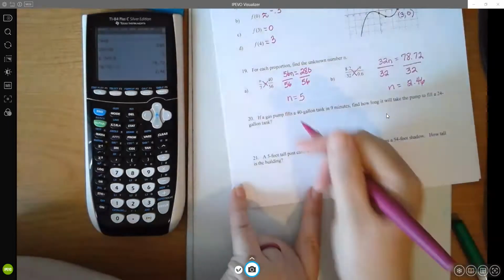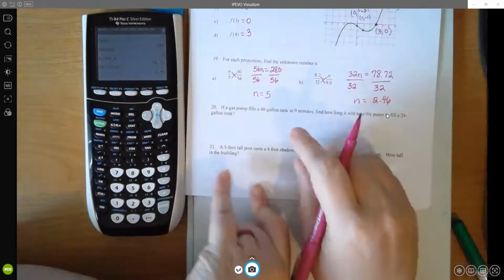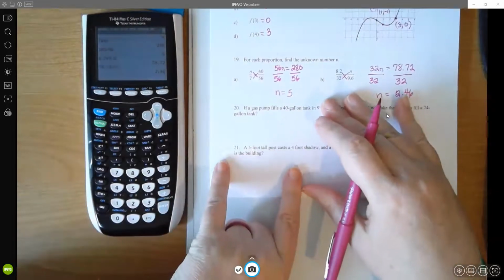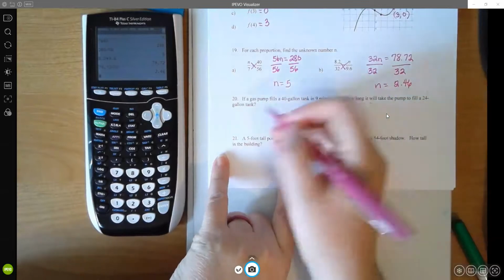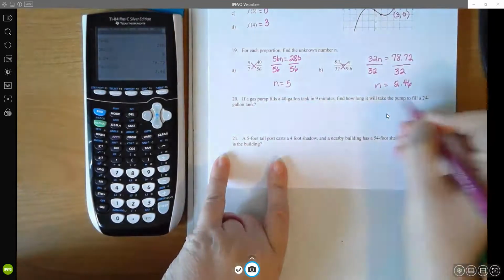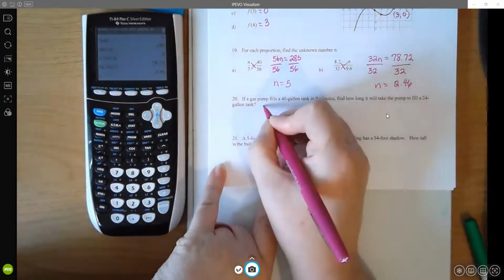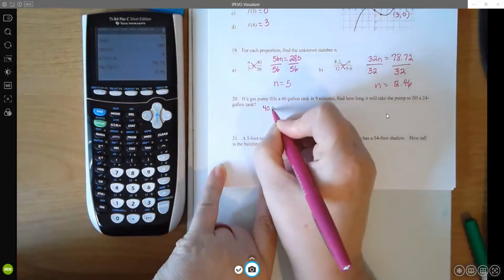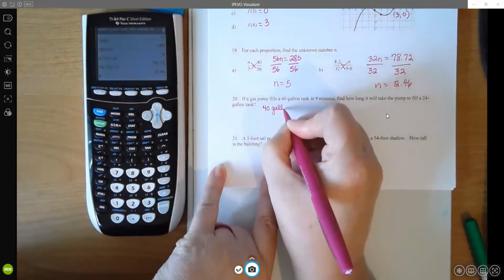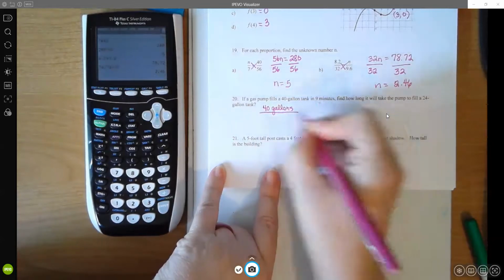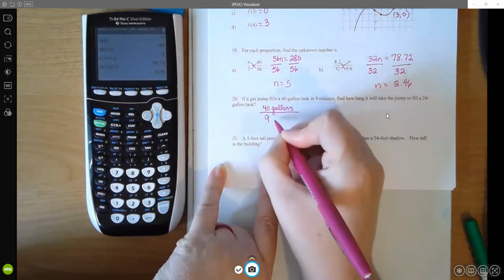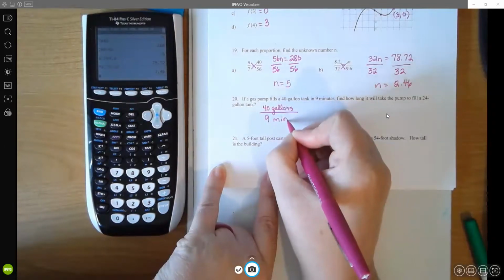So what I'm going to do is start, and I always start with the first number in the problem. I'm really kind of OCD when it comes to doing those things, so I just start from left to right. So what's my first unit? The first unit I'm given is 40 gallons. Second unit then is in 9 minutes. So 40 gallons takes 9 minutes.